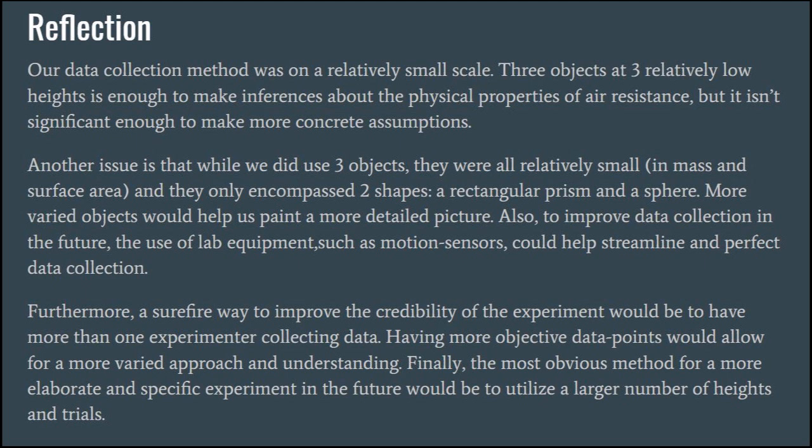Another issue we found was that we did use three objects. They were all relatively similar in size, all quite small and all not very massive, and they only encompassed two shapes. A rectangular prism, which was the book, and a sphere, which was the baseball and the basketball. Obviously, more varied objects would help us paint a more detailed picture. So perhaps use more objects of different sizes, different surface areas, different shapes in the future.